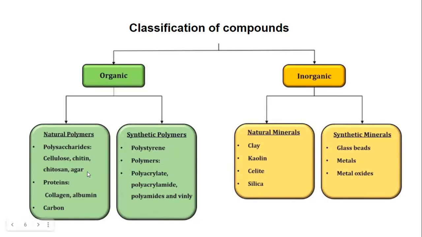Naturally occurring organic compounds are mostly natural polymers that include polysaccharides, cellulose, chitin, chitosan, agar, and proteins. In proteins, you have collagen, albumin, and carbon compounds. Whereas in synthetic polymers, we do have polystyrene, polyacrylate, polyvinyls, and more. However, in inorganic compounds, those which are present in natural minerals, we have clay, kaolin, slate, silica, and more. In synthetic form, we have glass beads, metals, and metal oxides.